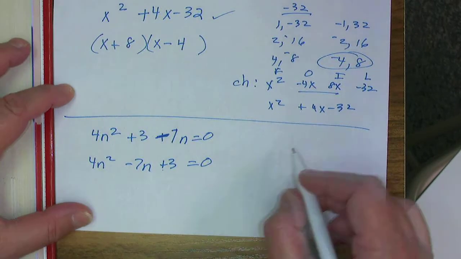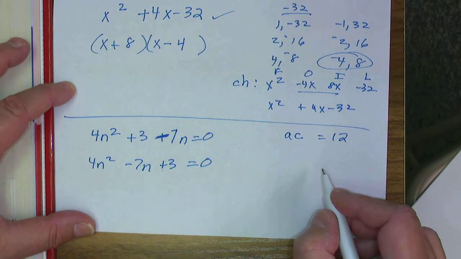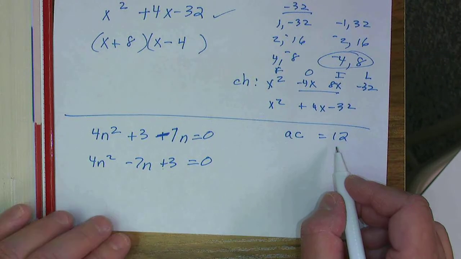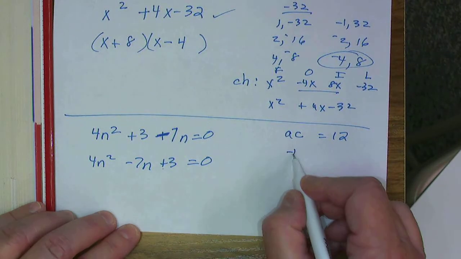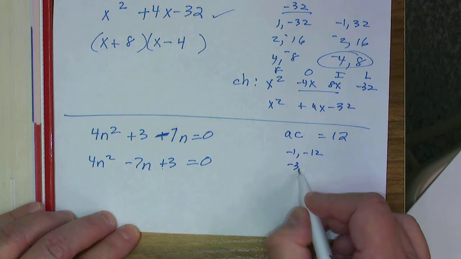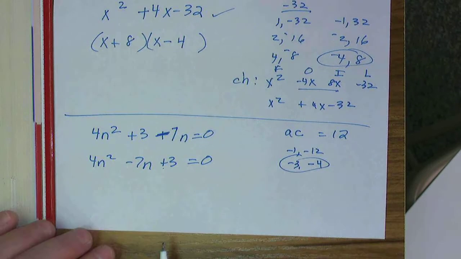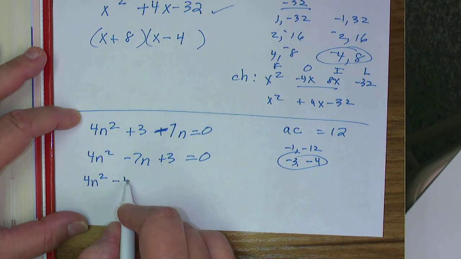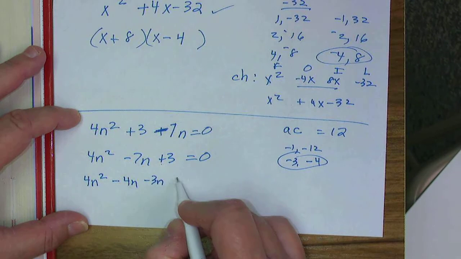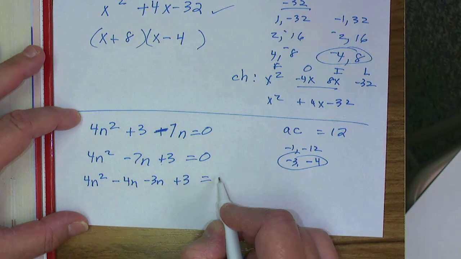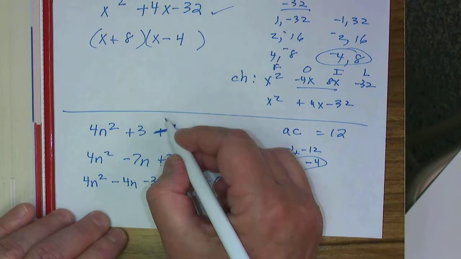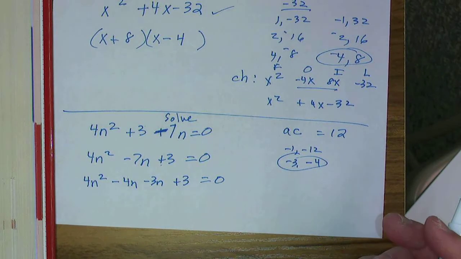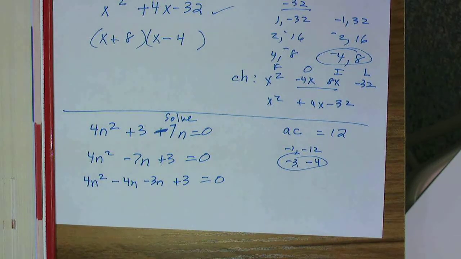So if we use our method, remember we multiply the a and c, which is a positive 12, and then we look to find some factors of 12 that would give me that 7. I'm going to want the negative ones, so I have negative 1, negative 12, negative 3, negative 4. It looks like that's what I want to write. So I would get 4n squared minus 4n minus 3n plus 3 equals 0. Actually, this one said equal, so we're going to solve it. Factor and solve, but if you just factor, it's factored.